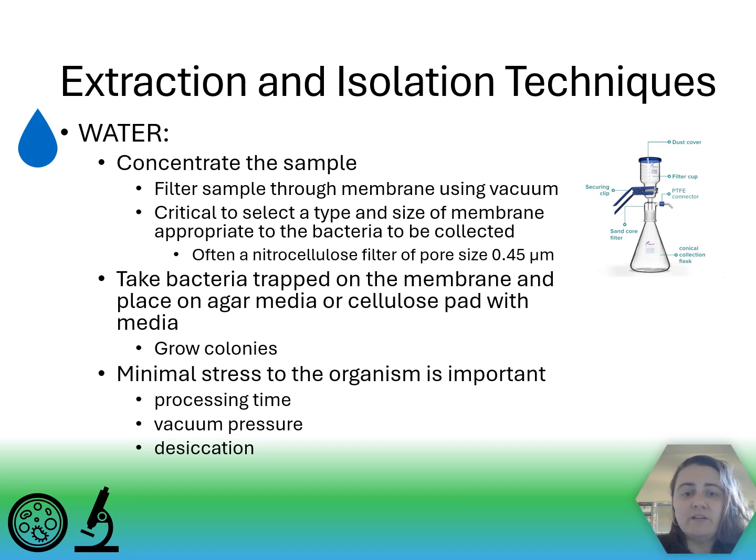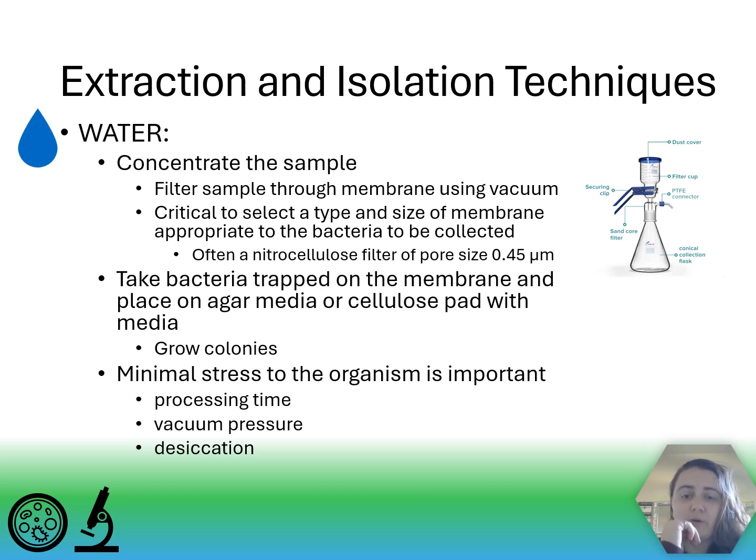So what's going to be critical here is the type and the size of the membrane that you're pulling organisms through. We tend to see a pore size of 0.45 micrometers, again because that is related to bacteria. Then we take the bacteria that's trapped on the membrane and place it on agar or cellulose with some kind of media to grow colonies. So we go back to our favorite cultural methods most of the time after we do a filter method.